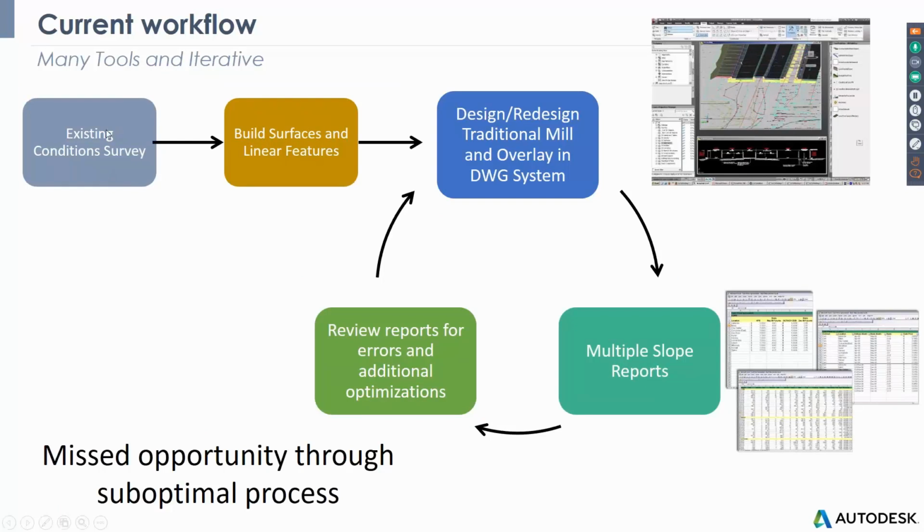A simplified version of the same thing: you're surveying the existing conditions and building surfaces and linear features out of that, and you're designing and redesigning traditional mill and overlays in your drawing system, and then you export them into multi-slope reports into spreadsheets, and you analyze lane by lane and all that. And then you review those reports, the errors, and additional optimization, and you make the adjustments that you have done externally into your CAD system, and you repeat the process. So that's generally the process that has been done in most of the tools.